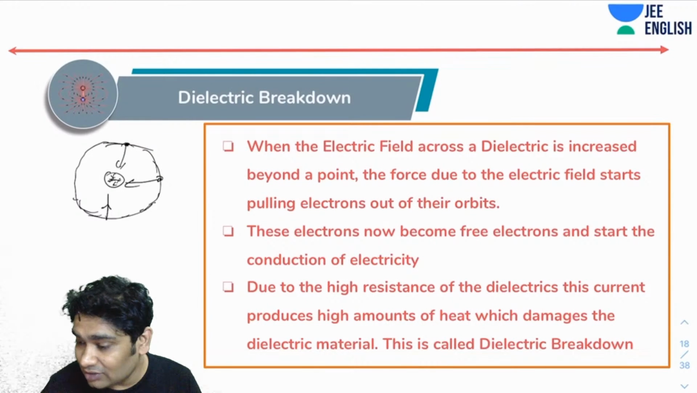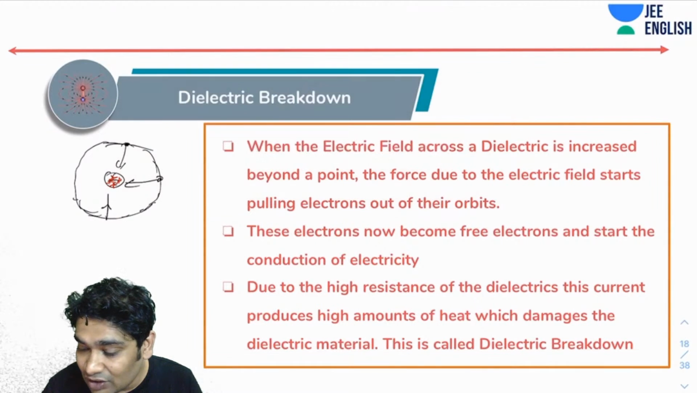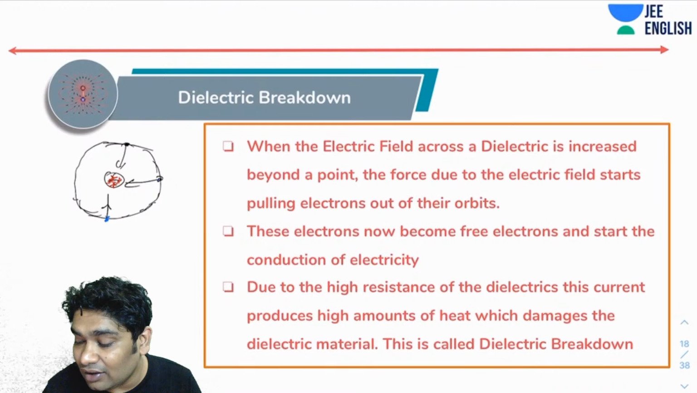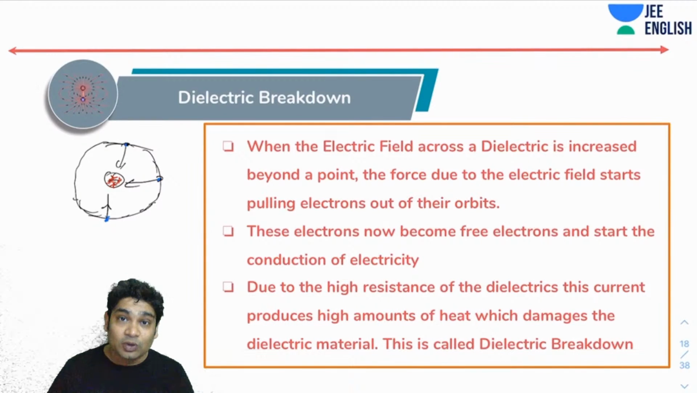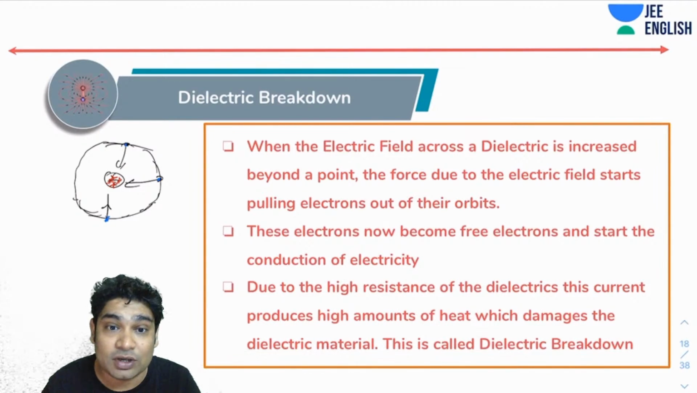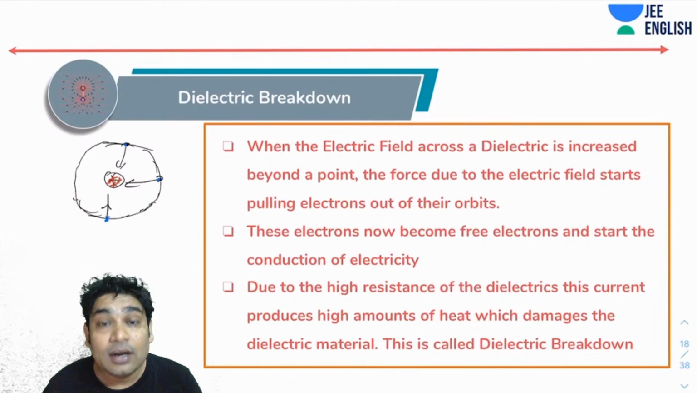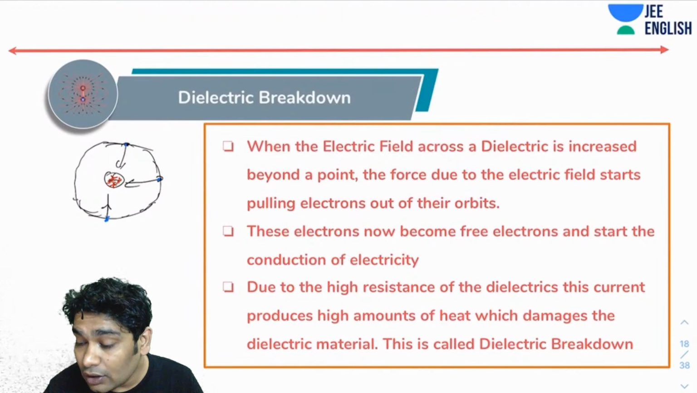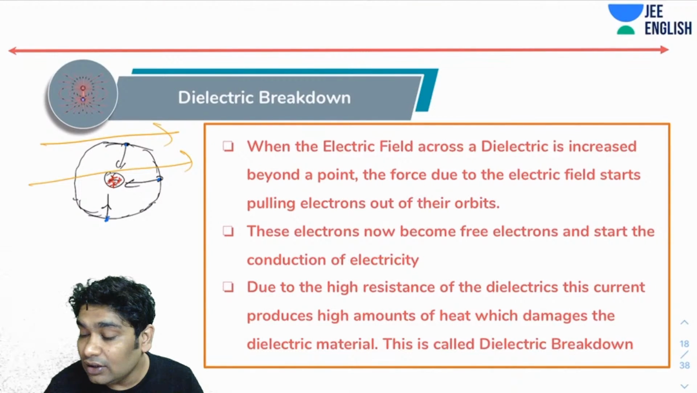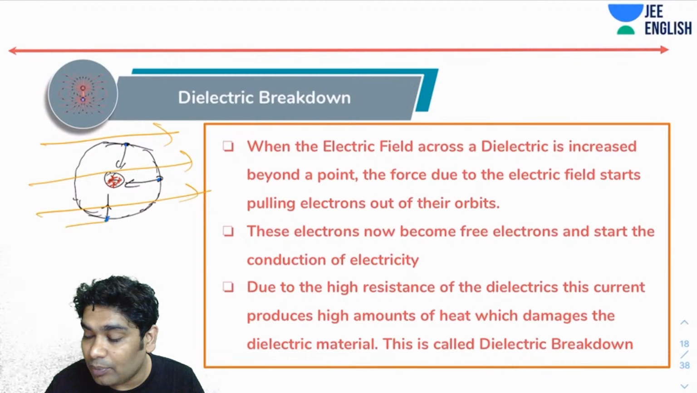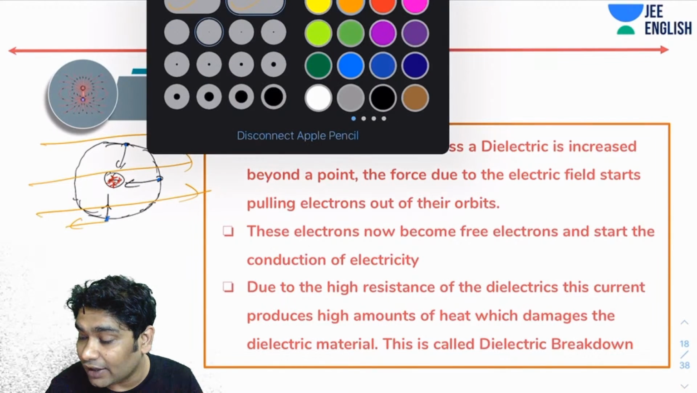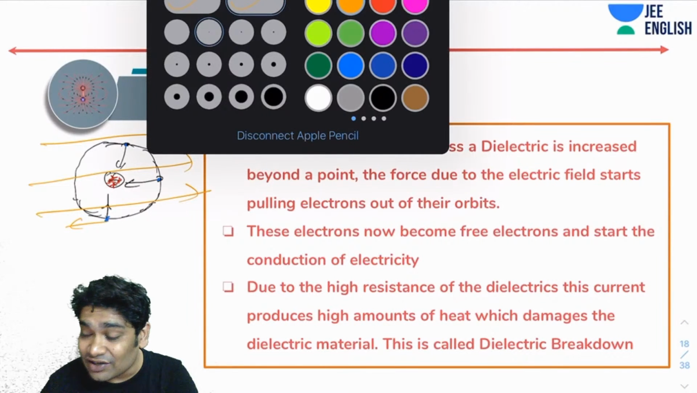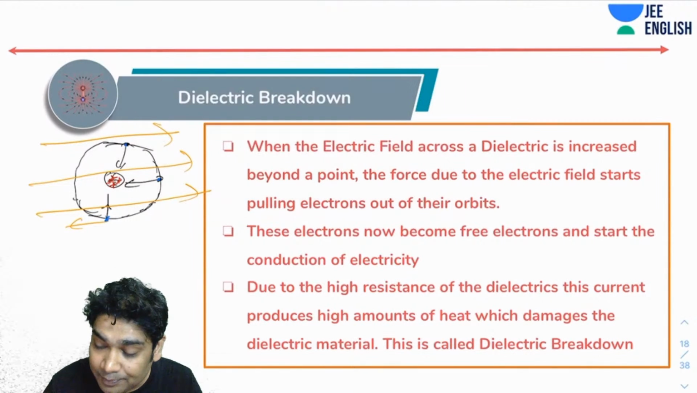So let's draw this. This has positive charges. Your electrons are negatively charged. So it is the electrostatic force of the positive nuclei that is holding these negative electrons in their orbits. Now imagine what happens if I switch on an external field. This external field would try and apply a force like this on electrons. So this is trying to pull the electrons out of their orbits.